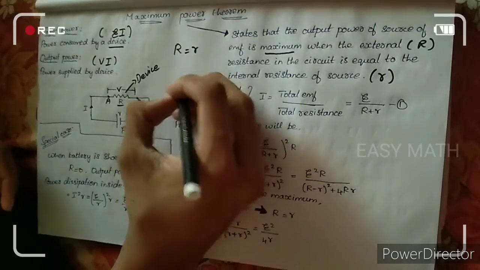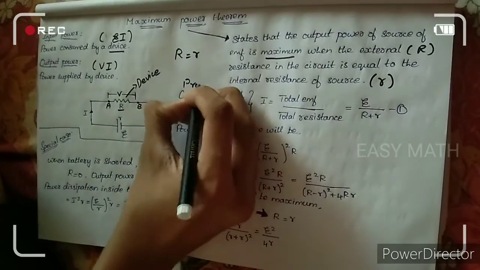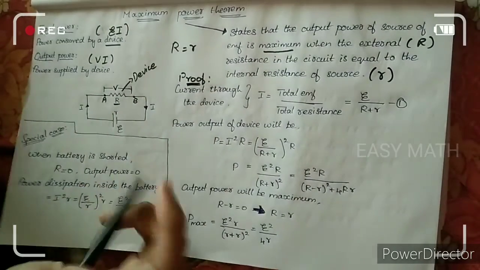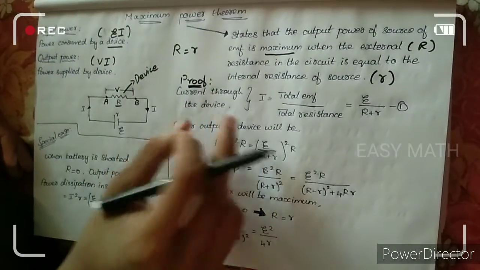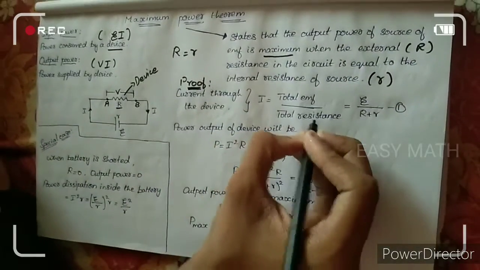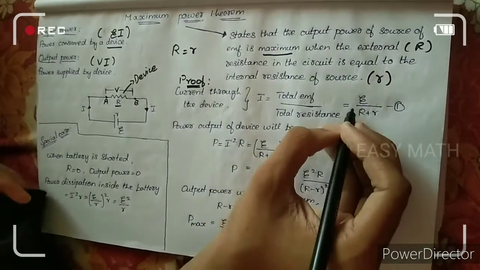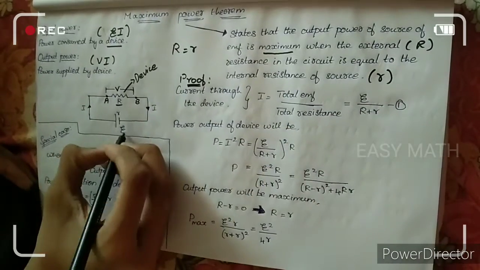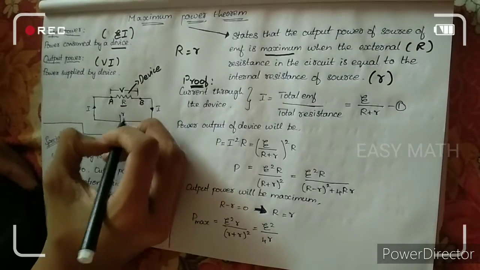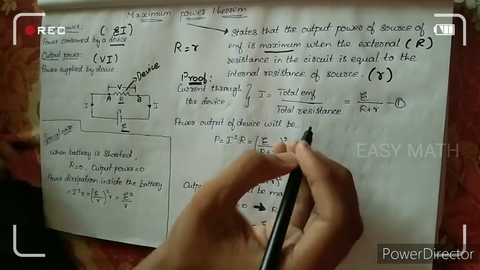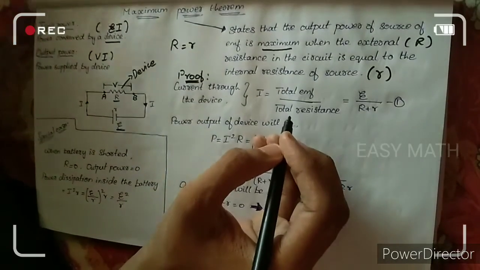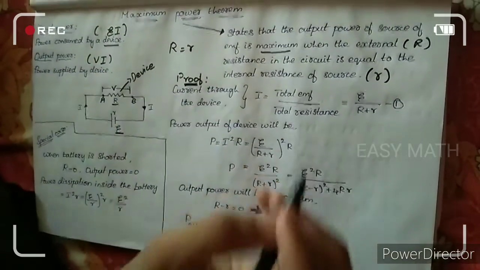So now we are going to prove the maximum power theorem. Proof of maximum power theorem. The current I flowing through the device is equal to total EMF by total resistance, which is equal to EMF by R plus r. The total resistance is the combination of the internal resistance and the resistance of the device.